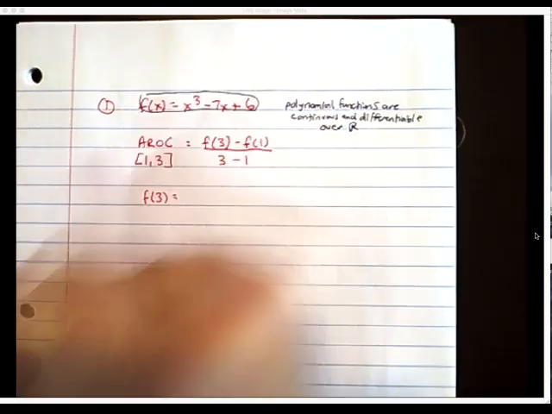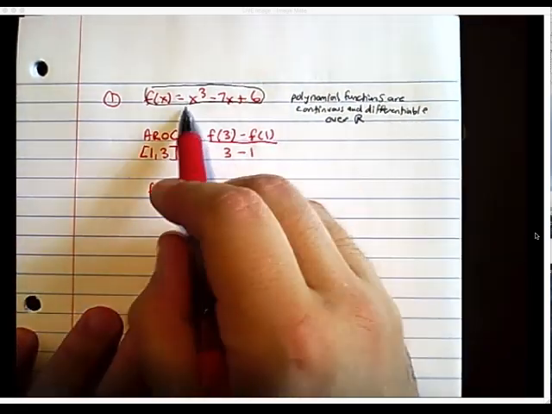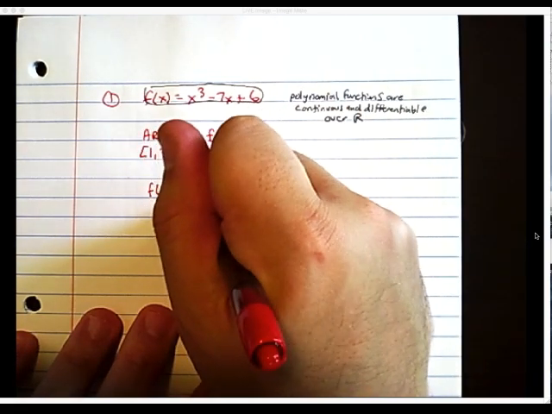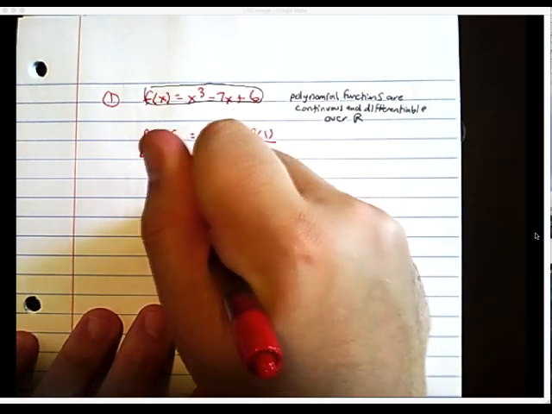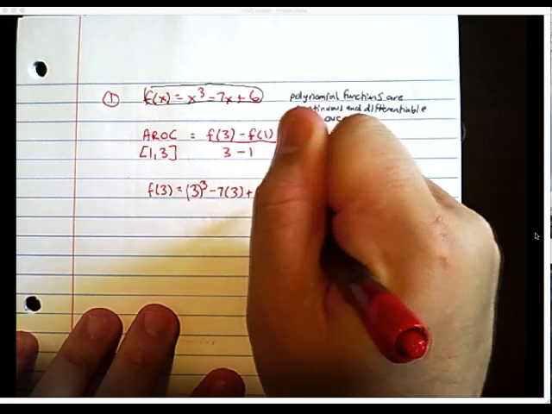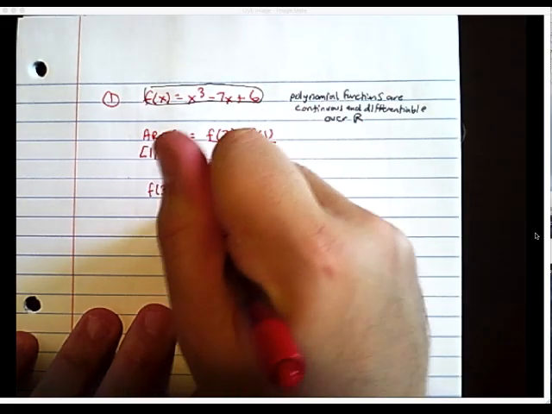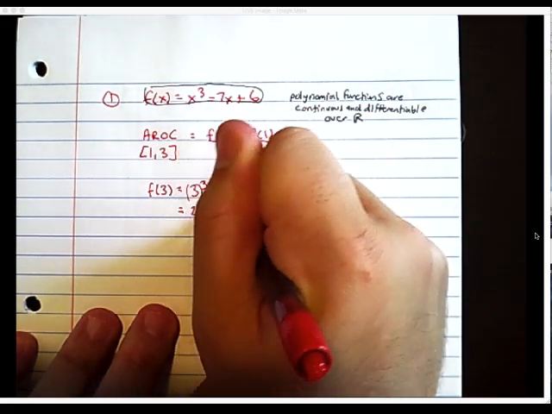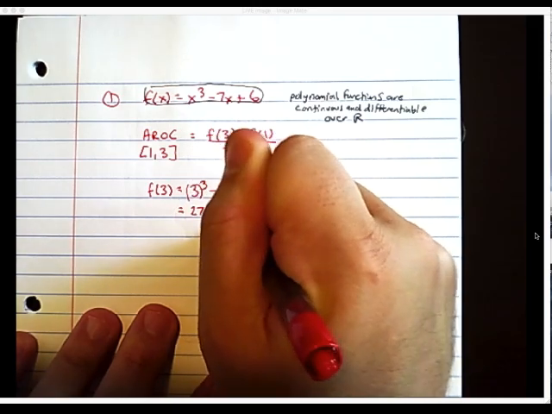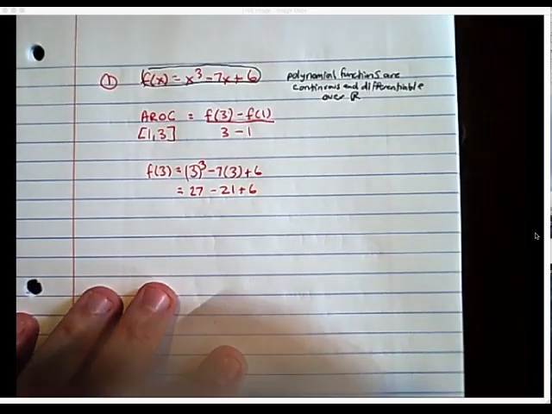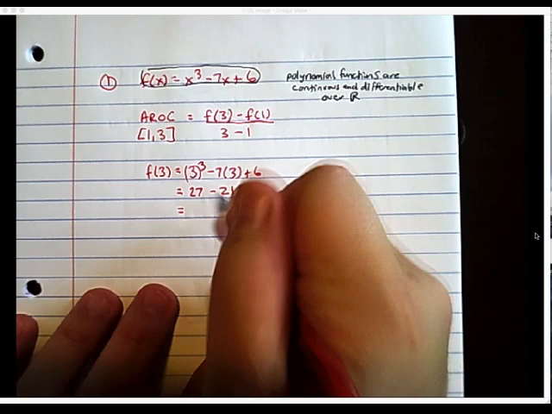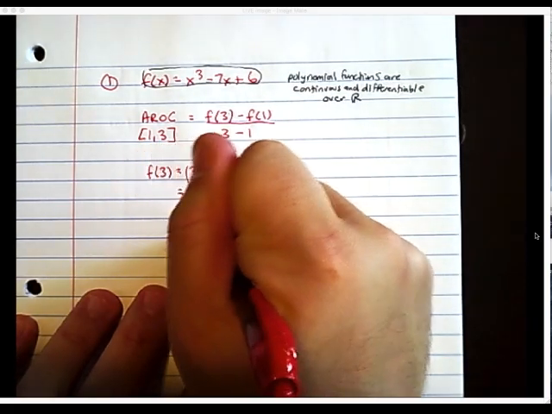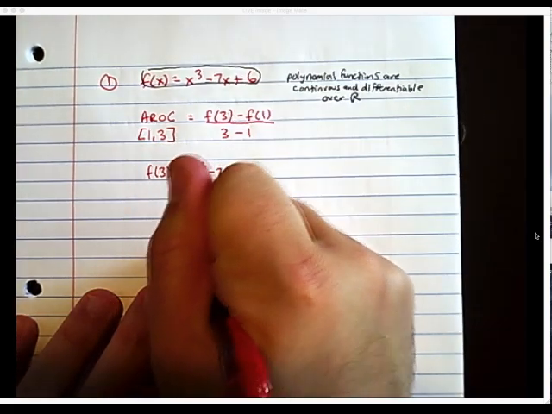So how do I figure out f of 3? Everywhere I see an x, I'm going to plug in 3. So 3 cubed minus 7 times 3 plus 6. And 3 cubed is 27. 7 times 3 is 21. Okay. 27 minus 21 is 6, plus that other 6. So that's going to give me 12.